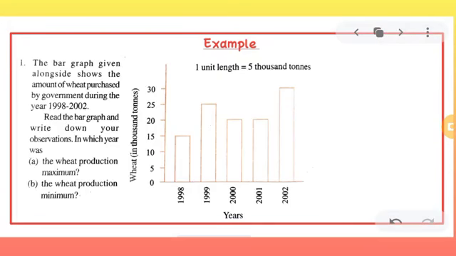Now let's see one example to understand bar graph better. This is a question. The bar graph given alongside shows the amount of wheat purchased by government during the year 1998 to 2002. So this bar graph is showing us the data of amount of wheat purchased by the government in the following years. Read the bar graph and write down your observations. Okay. Now so see here, this is the wheat given. It is given in 1000 tons. The unit is always written in brackets.